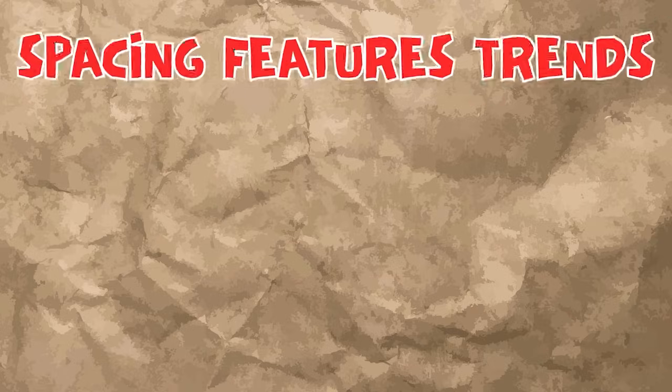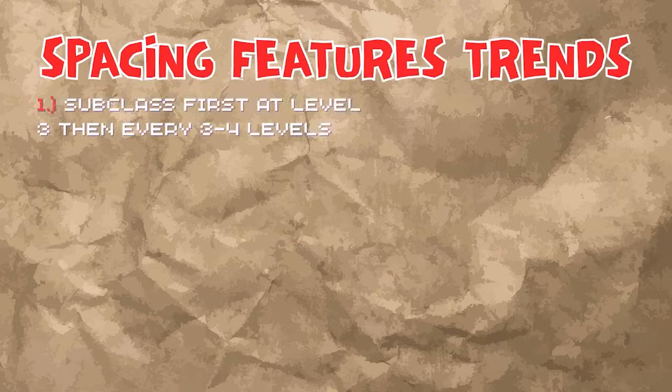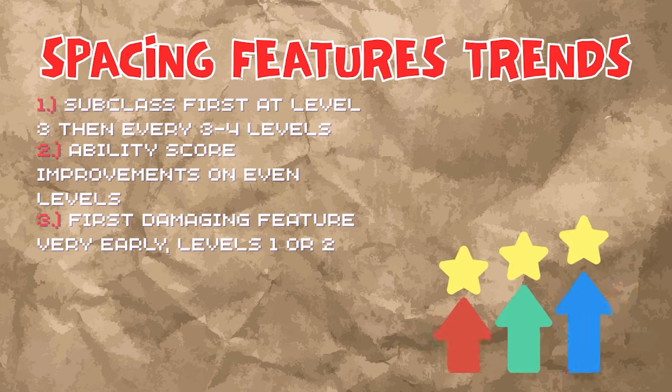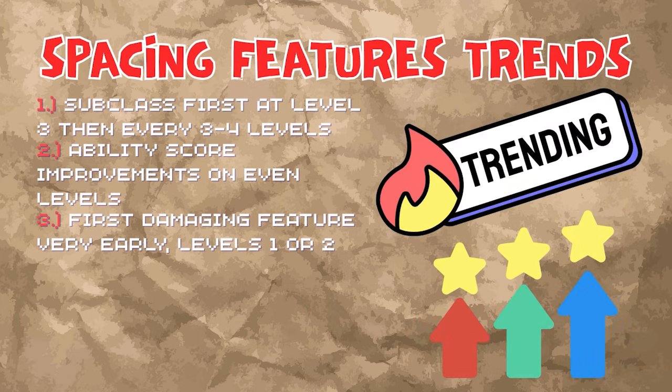Some of the placements of these features are pretty easy, such as the subclass features. You almost always get your first one at level 3 and then get your additional ones every 3 or 4 levels. Ability score improvements are also almost always on even levels, such as 6, 8, 10, etc. Also, almost every class starts with some class feature that enhances their damage output in some way, shape, or form very early on, like levels 1 or 2. Other than that, there's nothing strict that you necessarily have to follow when assigning your class features.